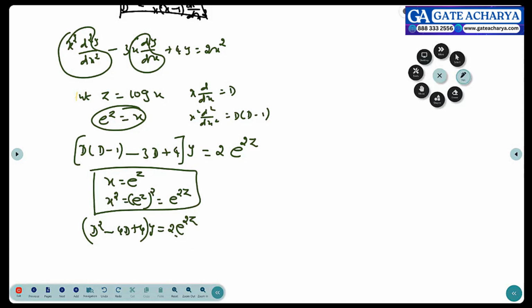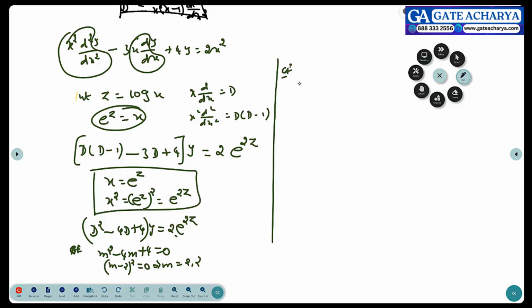So in this case, first what is the complementary function? First the auxiliary equation. The auxiliary equation is m square minus 4m plus 4 is equal to 0. Sum is minus 4, product is 4. So m minus 2 the whole square is equal to 0. Therefore m is equal to 2, 2. So equal roots, then the complementary function is c1 e power m1 x. Instead of x we write z, because every x becomes z.